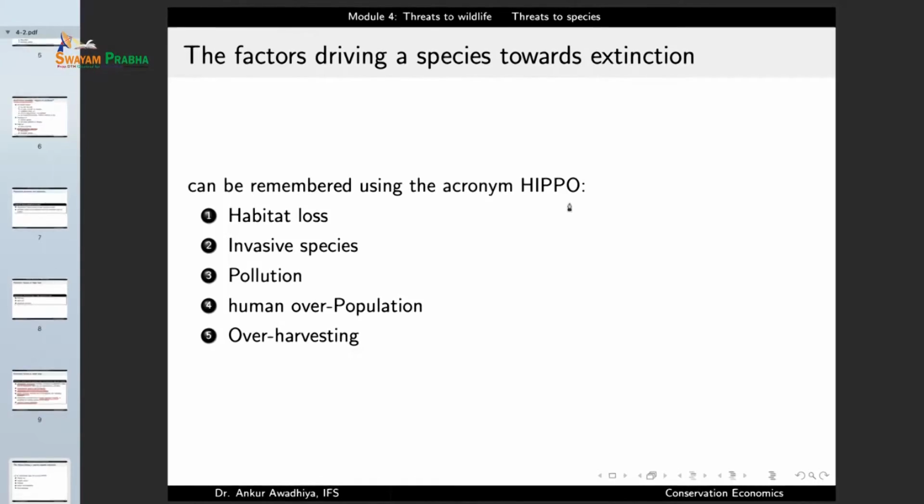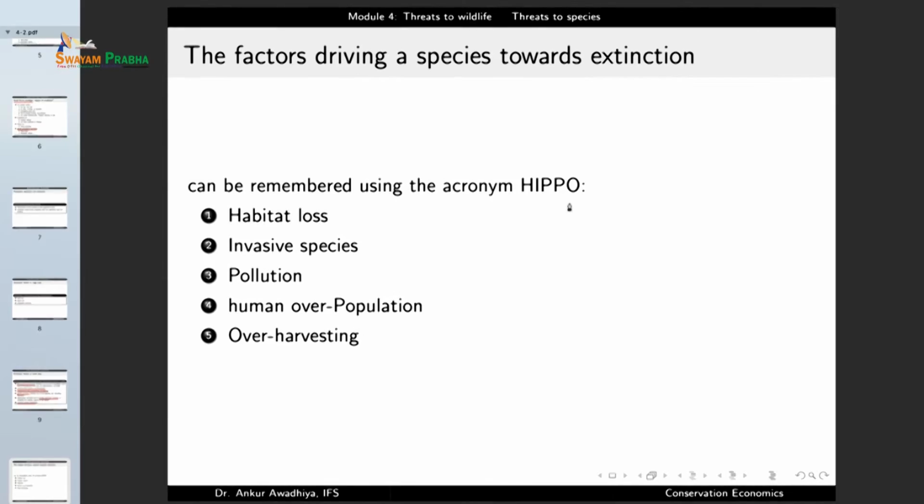In a number of cases, we have seen that in a forest, if there is a small pond, this pond would have met the requirements of the wild animals. Now, if a village comes up in the vicinity, then these humans start competing with the wild animals for water. And in most cases, the wild animals will be outcompeted by the humans, and slowly their population sizes will go down. The next O is overharvesting.